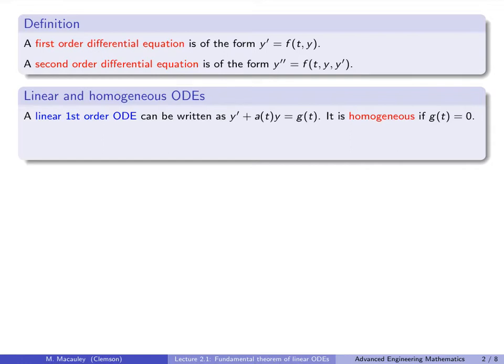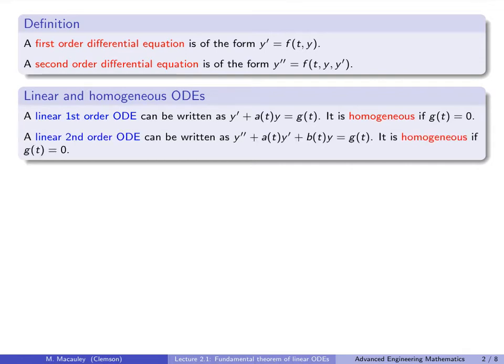So we'll start with the first order case. A linear first order ODE can be written as follows. y prime plus a of t times y equals g of t. It is, moreover, homogeneous if g of t equals 0. Similarly, a second-order linear ODE can be written as y double prime plus some function a of t times y prime plus b of t times y equals g of t. And it is homogeneous if g of t equals 0.